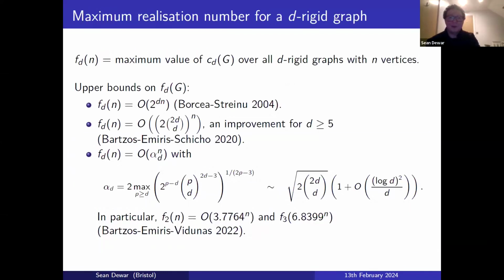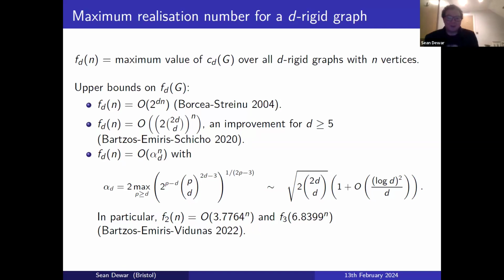Okay. Right. Some quick asymptotic bounds. If we say that this function f_d(n) is just the maximum realization number over all d-rigid graphs with n vertices, then we can upper bound it by various asymptotics. The first one is Bernstein-Bezout, also known as the Bézout bound, but you could improve the constant in front, effectively the linear constant. This was improved by Bartos, Emiris, and Schicho only a few years ago, but this improvement only worked for dimensions 5 and above.